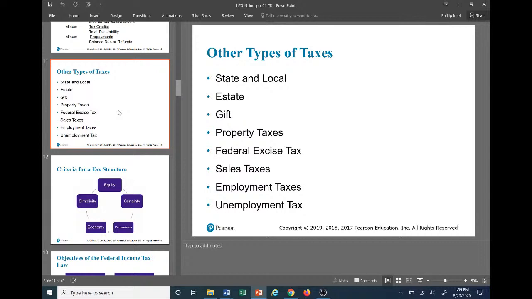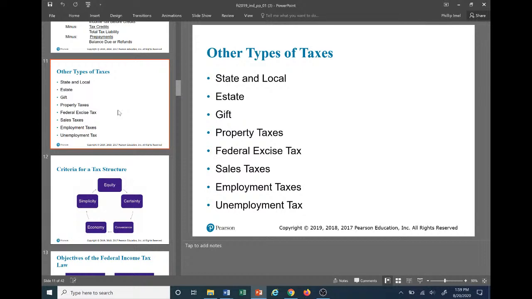Employment taxes. That's where you actually earn your earned income. So if you're going to your 9 to 5 or 8 to 5 job and you get your paycheck, the taxes that are withheld out of that by your employer, those are employment taxes. And once again, those are going to be your federal withholding, your Medicare and your Social Security, and stuff of that sort.